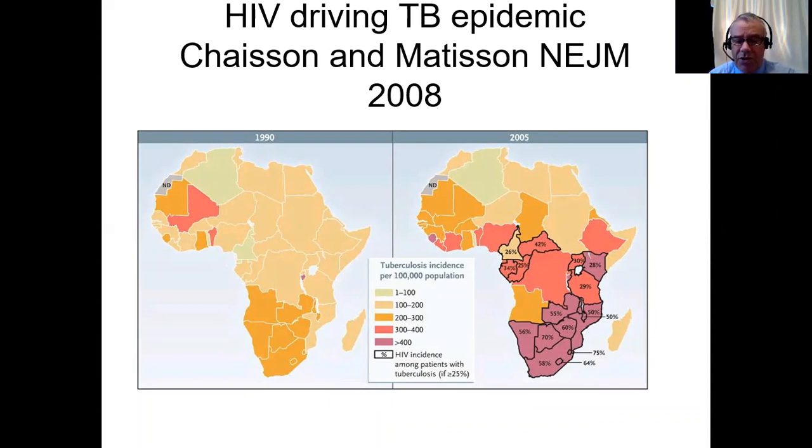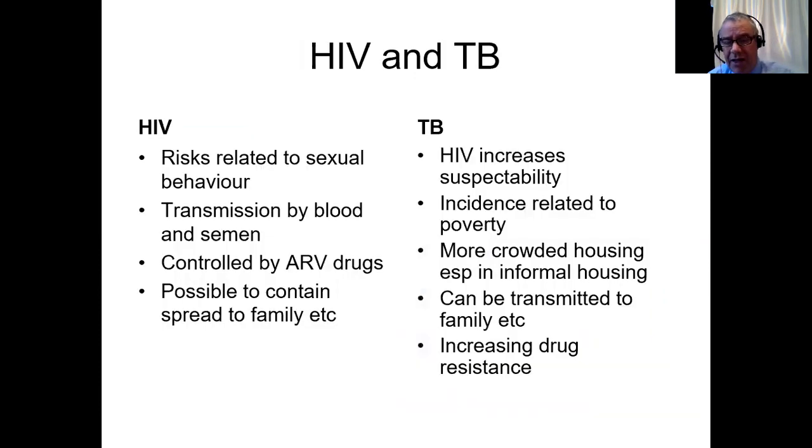So finally, in this section, we're going to talk a little about HIV and TB. And again, you're the experts, not me. As you know, these things coexist. This is just a map of Africa showing the tuberculosis incidence between 1990 and 2005. And the big difference between the two was the HIV epidemic.